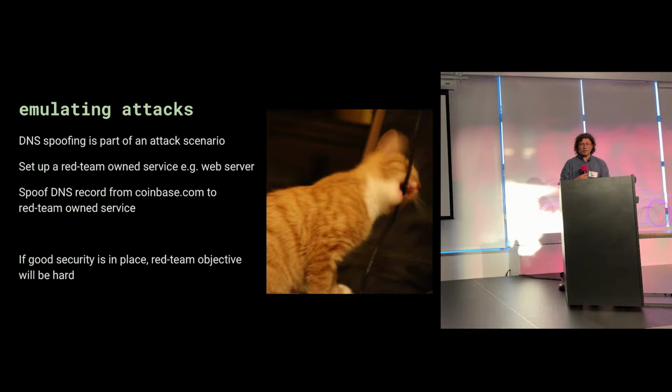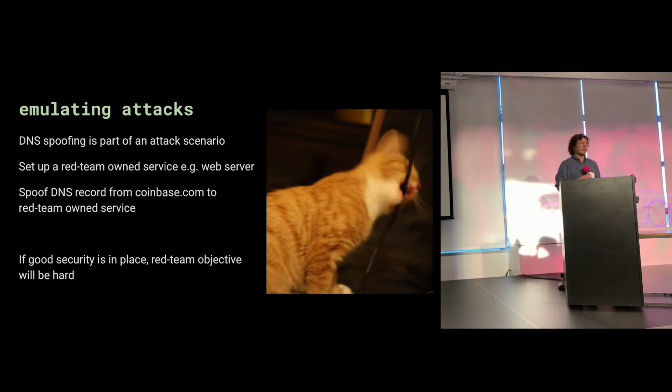I guess it's useful to talk about DNS spoofing in the context of a red team who wants to try and emulate what a real attacker would do on the network. So here's your typical red team approach. The DNS spoofing isn't an attack in its own right. It's part of an attack scenario where we're trying to take control of something that the client wants to be talking to and make sure that they're talking to the wrong service.